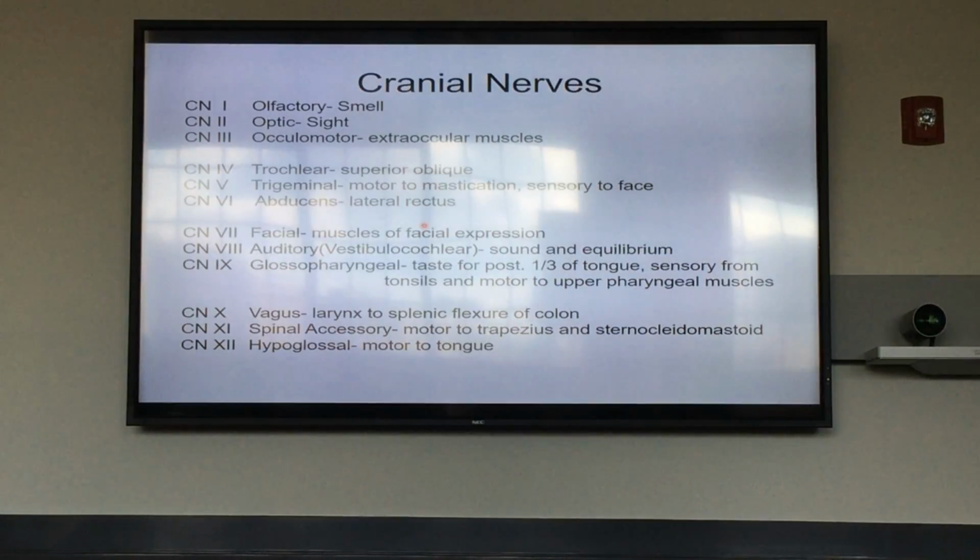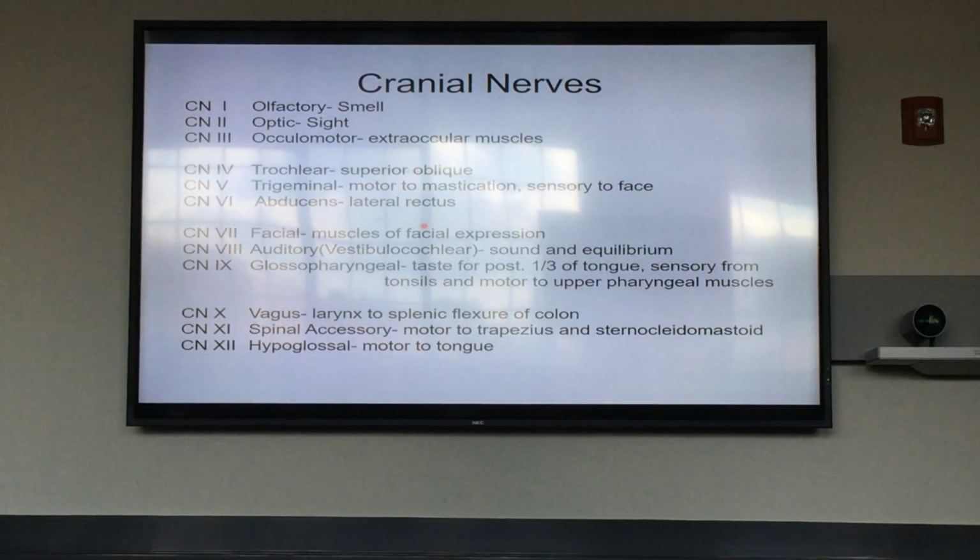Okay? And then finally the hypoglossal. We know that it's the motor to the tongue. That's what it does. Alright? Most important muscle in my 4-year-old.